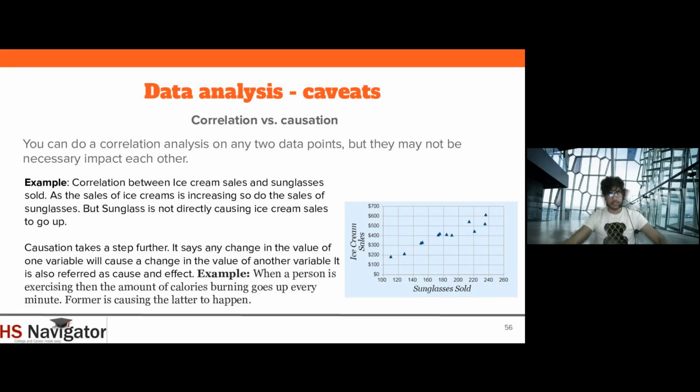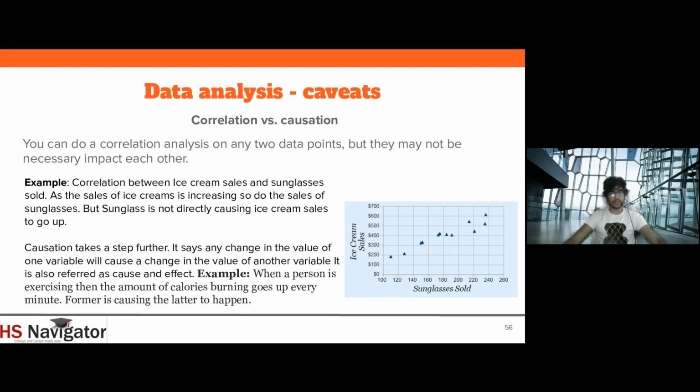Data analysis caveat: correlation versus causation. You can do a correlation analysis on any two data points, but they may not necessarily impact each other. Example, correlation between ice cream sales and sunglasses sold. As the sales of ice cream are increasing, so do the sales of sunglasses. But sunglasses does not directly cause ice cream sales to go up.